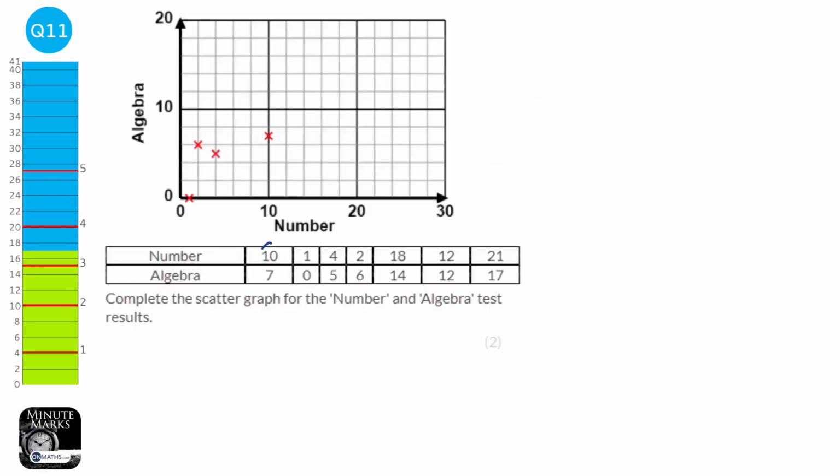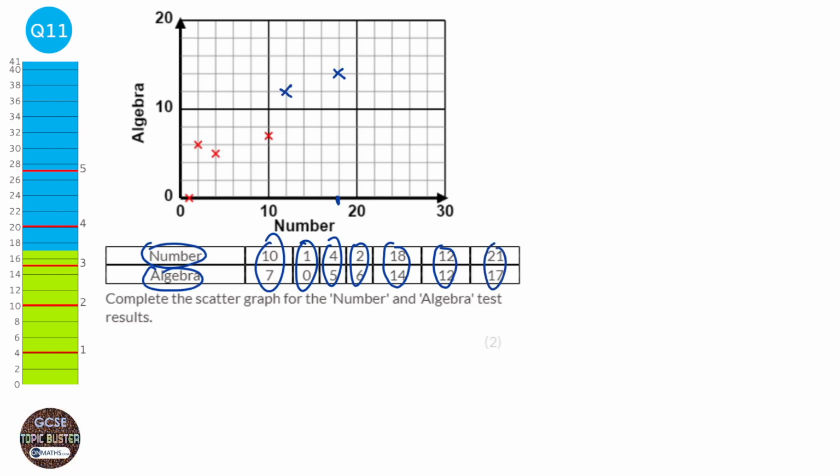So we can see that the first 4 of these have already been plotted. It's really important that you do the coordinates the right way around. The first one is number and then algebra. So we're looking at this coordinate here: 18 on number, which would be here, and then 14 on algebra, which would be this point here. 12 on both, so 12 and 12 would be here, and then 21 and 17 would be roughly there.